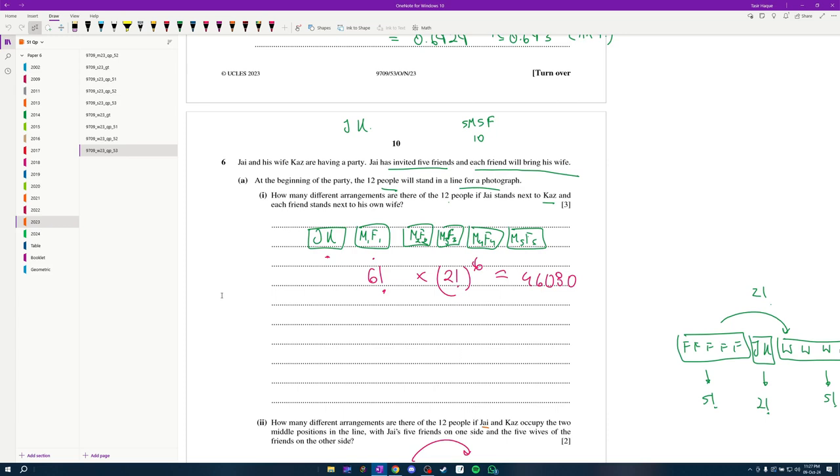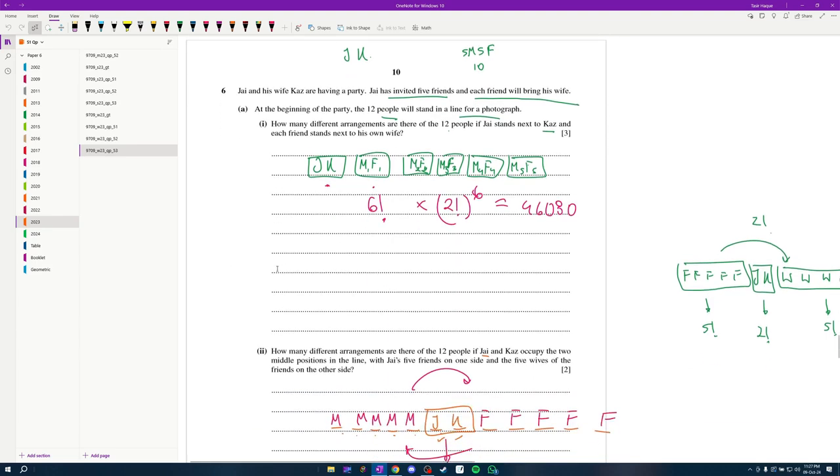So there are 6 couples. For that, we have 6 factorial. And for each couple, they can alternate their positions. So 2 factorial times 2 factorial, six times, or 2 factorial to the power 6. So that's 6 factorial for the 6 couples, the 6 units, times 2 factorial to the power 6. That's the answer.